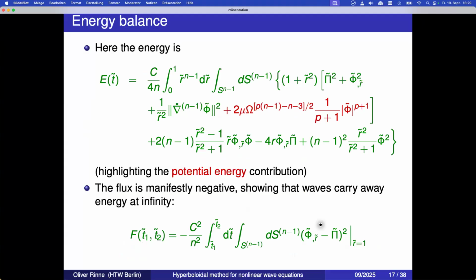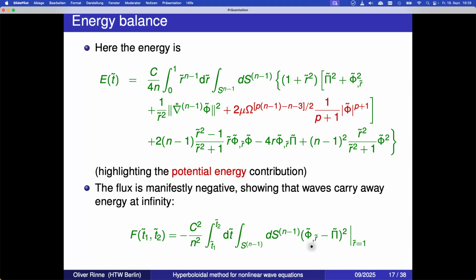Quick question. By your definitions of pi and phi, I assume that what's in the parenthesis here is essentially the pure time derivative of phi. Is that correct? Evaluated at infinity. You mean this one here? The spatial derivative of phi minus pi would be the time derivative of phi. So this will be phi t squared. Right? Okay. I think that's what comes out for this.